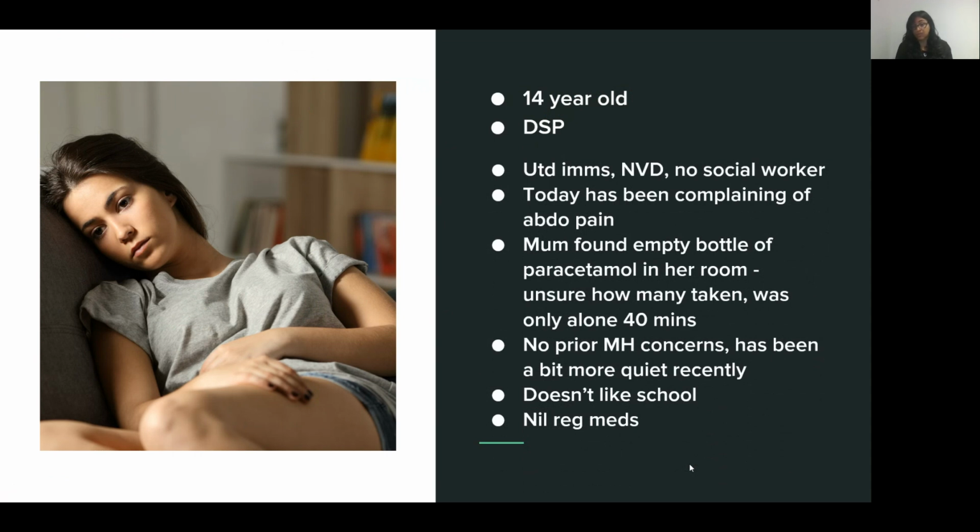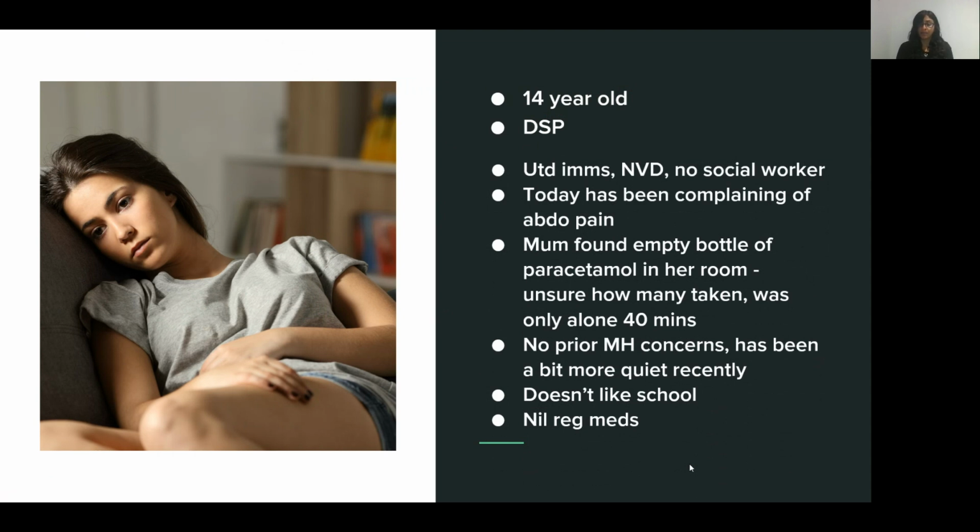The bottle's empty. Mum doesn't know how many were in the bottle, but the child was only alone for about 30, 40 minutes. So what's quite important with a paracetamol overdose is the time in which the tablets were taken. If they were all taken at the same time, it's a slightly different protocol to if what's happened has been what's called a staggered overdose, so they've been taken over the period of an hour, because your body tends to deal with that a little bit better.